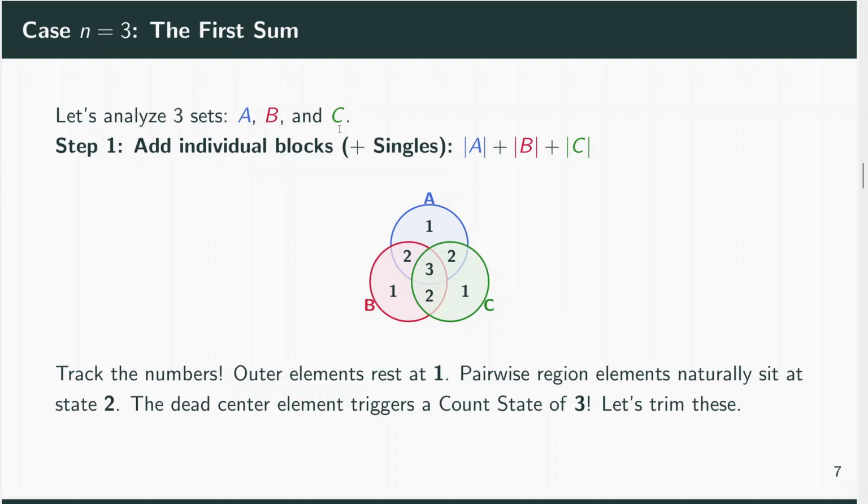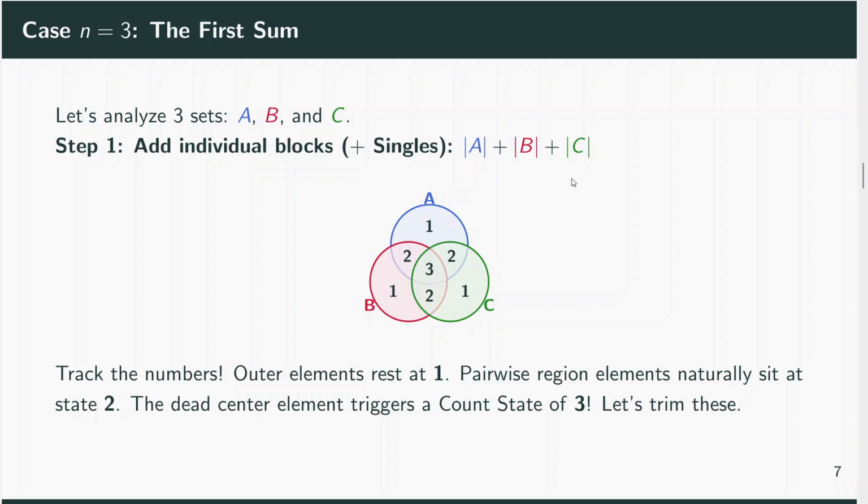We want to count the total number of distinct elements in the union of all three, every element that belongs to A, or to B, or to C, or to any combination of them. And just like before, we start by asking, what is the most natural first step? We add the sizes of all three sets individually. The size of A, plus the size of B, plus the size of C.